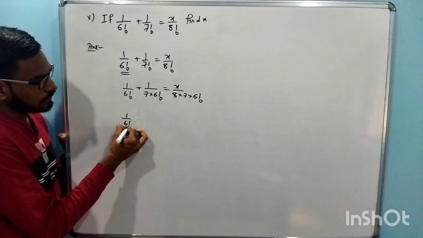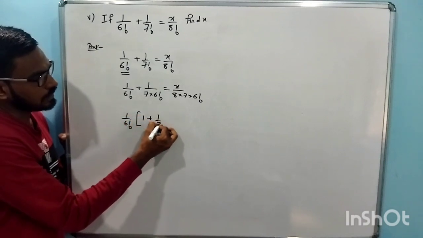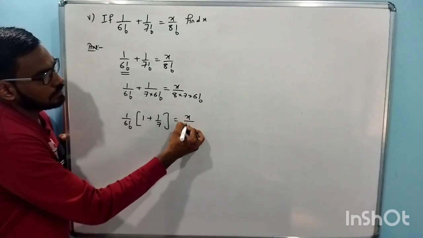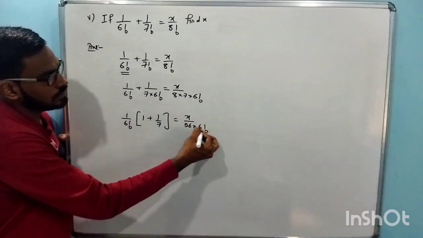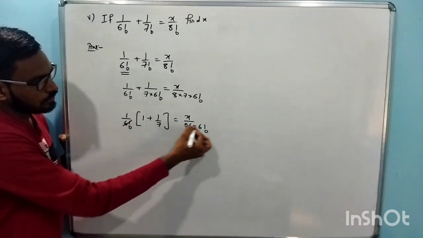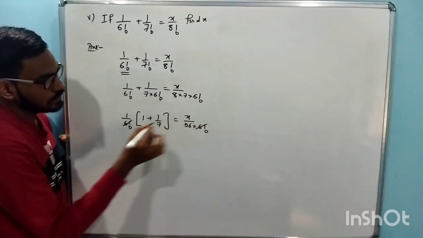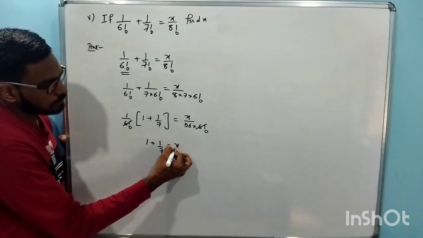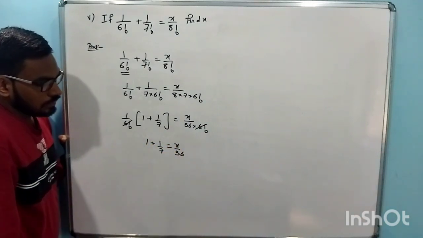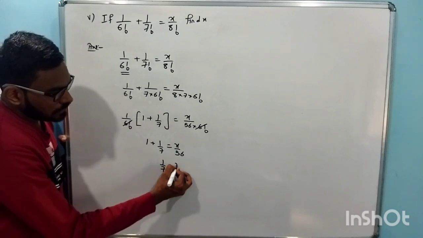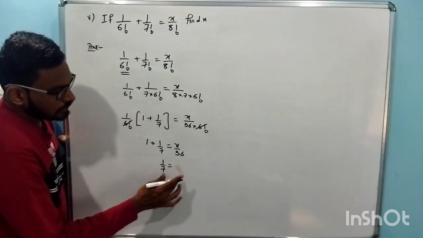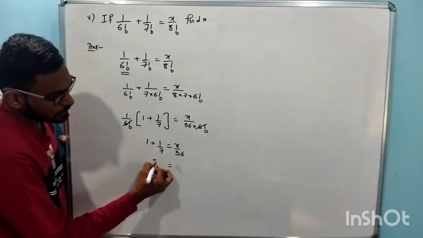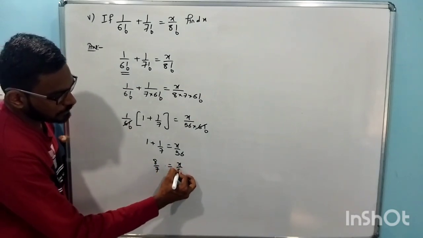So 1 upon 6 factorial, what is left? 1 plus 1 upon 7. And here x upon 8 into 7, 56 into 6 factorial. Now this 6 factorial in the denominator will go, so we'll cancel this. Next, 1 plus 1 upon 7 is equal to x upon 56. Let's just simplify. So 1 upon 7 is equal to x upon 56 minus 1, or you can just take 56 this side. 7 into 1, 7 plus 1, 8 upon 7 is equal to x upon 56.